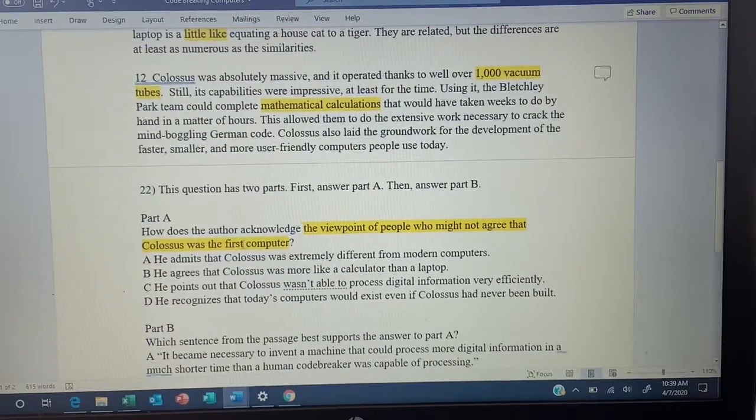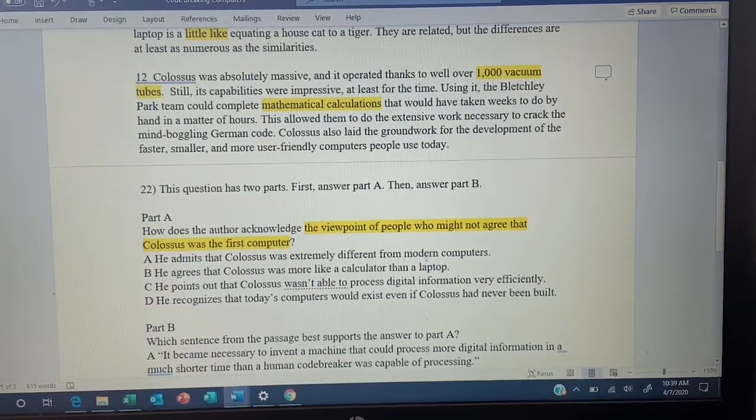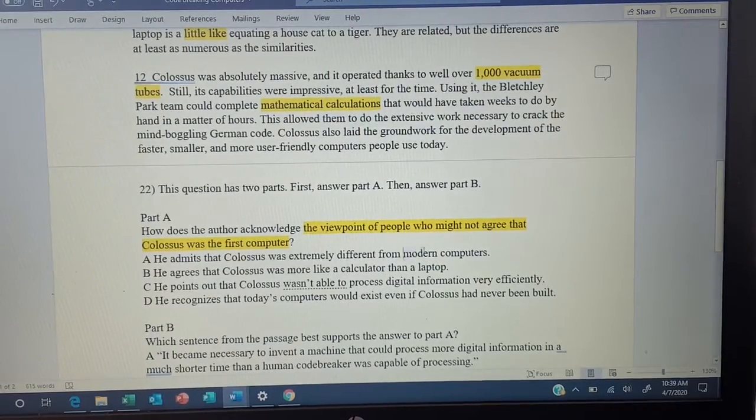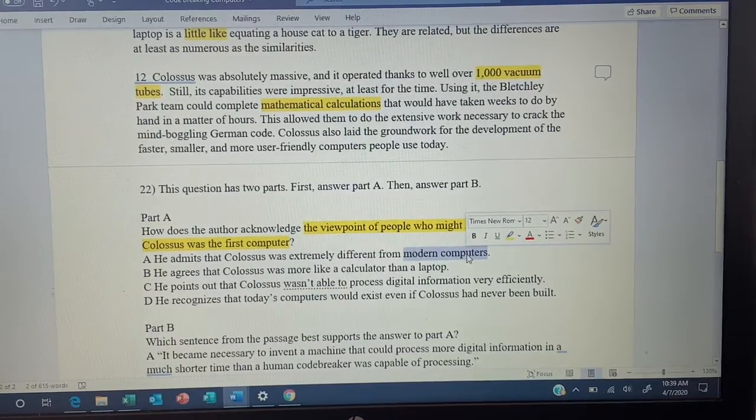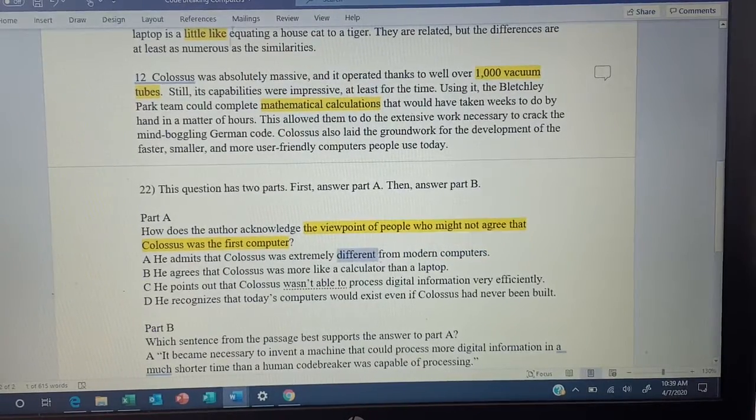So A, he admits that Colossus was extremely different from modern computers. That seems like that's true. He admits it was different. It's like comparing a cat to a tiger. So I would put a question mark next to that. It's different. He admits it's different.